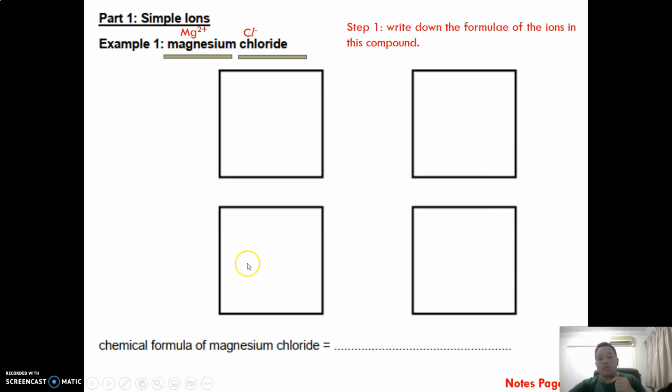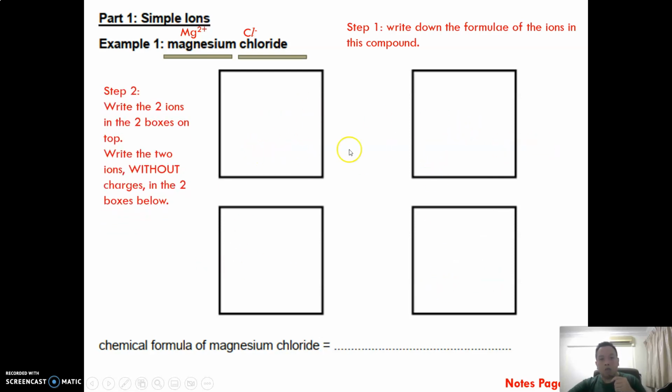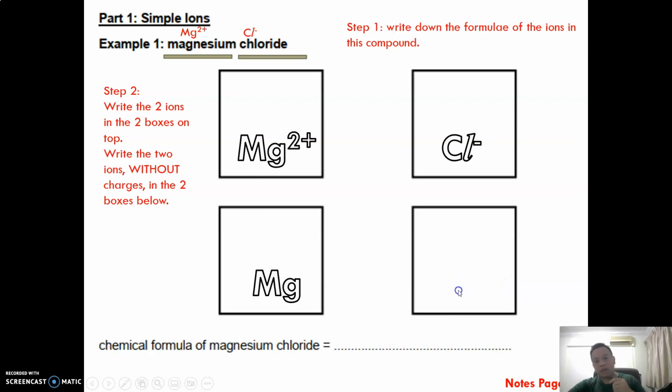Then you see 4 boxes here. On the 2 boxes on top, you're going to write the 2 ions. So Mg2+ on top, Cl- also on top but on the right side. Then on the 2 boxes in the bottom, you're going to write the same ions but without the charges. So instead of Mg2+ in this box, you write Mg. In this box, instead of Cl-, you just write Cl.